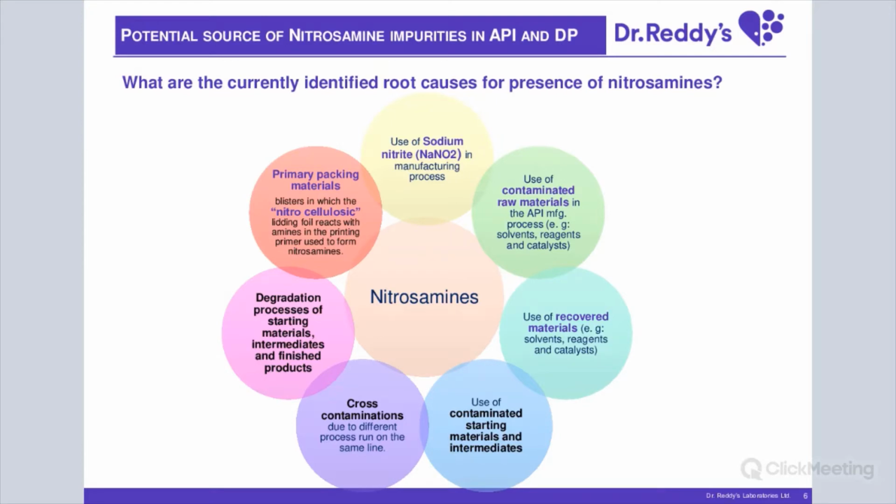Then there can be use of contaminated starting materials and intermediates. And there could sometimes be cross contamination in the manufacturing facility, especially when different processes are running on the same line, so there is a probability of cross contamination. Then there is also the possibility of formation of nitrosamines. The degradation of starting materials, intermediates, and finished products can also lead to the formation of nitrosamines. Last but not least, it was also noted that primary packing materials which contain nitrocellulosic material can react with the amines in the printing primer and also form nitrosamines. These are the probable root causes for the presence of nitrosamines in the API or drug product.